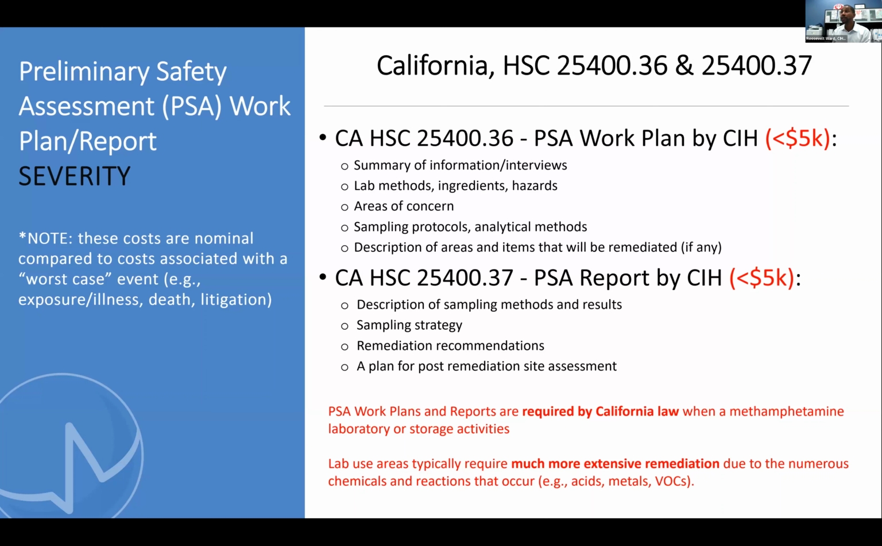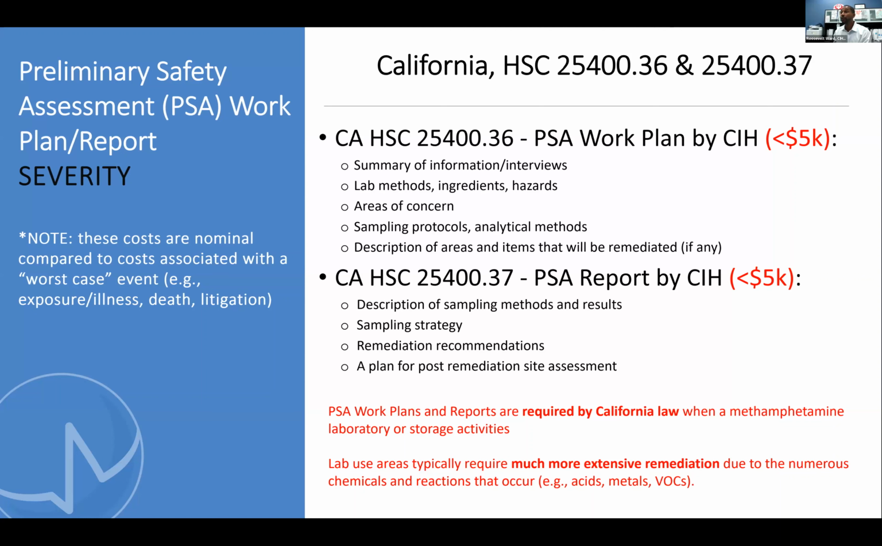And also within the PSA report, which again could be up to $5,000, there's similar information as far as sampling strategy, remediation recommendations, and plans for the post-remediation site assessment. State to state, these laws vary. Here in California, it's required when a methamphetamine or fentanyl lab has been deemed or defined for that area. So it's actually a requirement in the state of California, and other states have their set requirements as well, which we meet from a professional and technical standpoint.